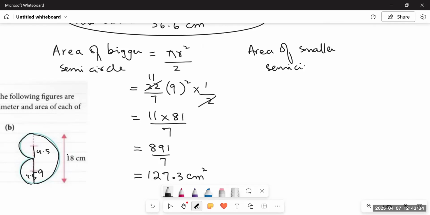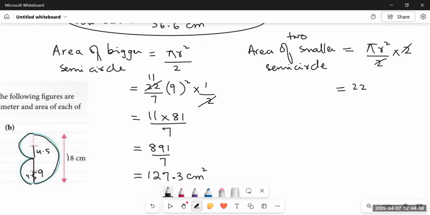Now, what we can do over here, since there are two identical semicircles, we can apply the formula pi r square upon 2 for one circle. And for the two circles, we can multiply it with 2. So this 2 will cut this 2. And we will get the area for the two semicircles. What we did, we simply multiplied the area of one semicircle with 2 to find out the area of the two semicircles together, right?